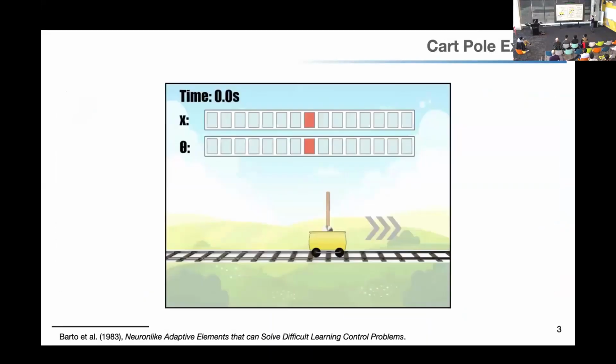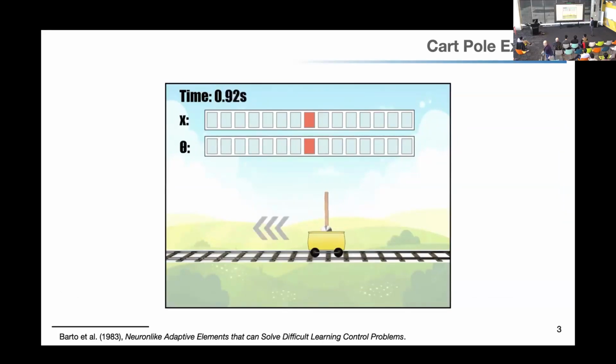Now I have implemented this problem. I discretized the state space into 15 to the power 4 states. I only show you the first two components of the state space here. And I've implemented this MDP. I solved it with a method called value iteration. I'll get back to that method later on.